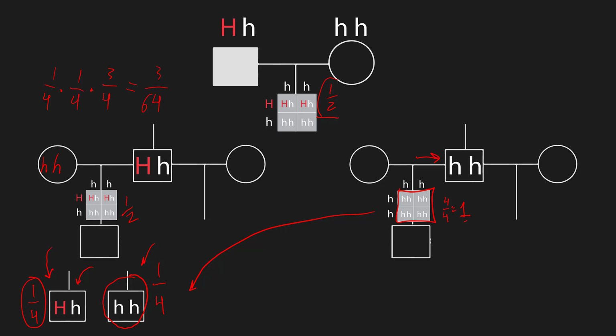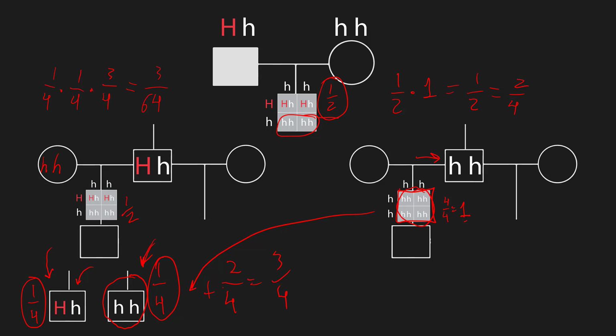So we multiply 1/2, which is the probability of getting this genotype, times 1, which is the probability of getting these genotypes, and that gives us 1/2, or 2/4. And then we add it to our 1/4 in here, giving us a total of 3/4. So that's where the 3/4 comes from.